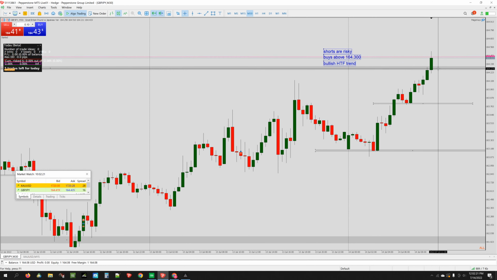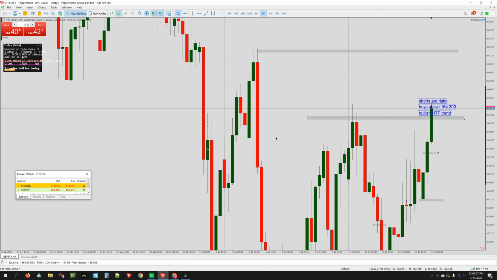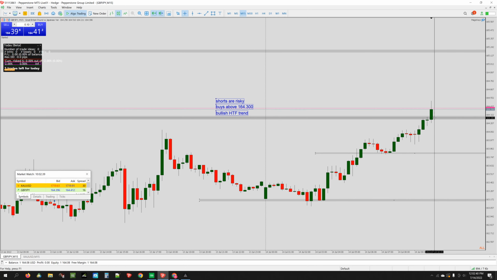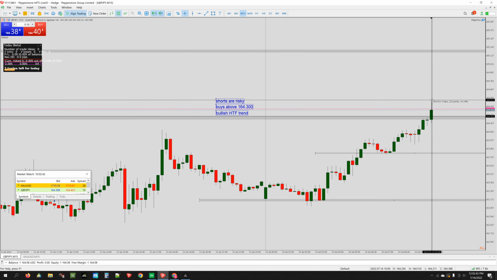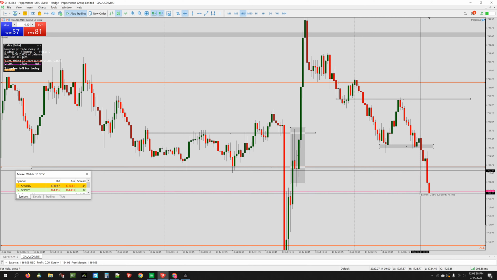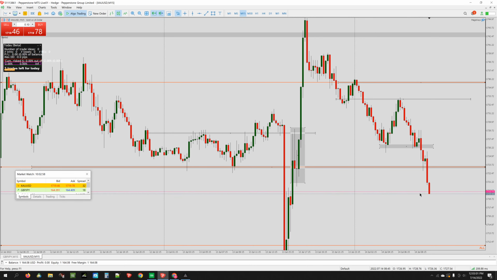GBP/JPY has officially broken above 164.300 area, and if we look at H4, previous three H4 candles were super duper bullish. We have broken above the high in first 2 minutes. It may concern me, but I am just waiting, and I am just waiting at this point. In gold, gold is dropping. There is nothing that we can do at this point.